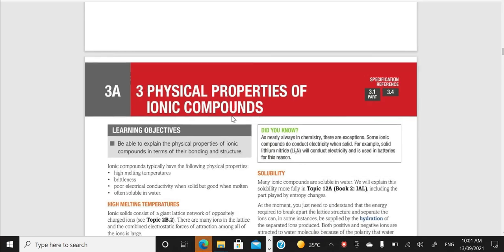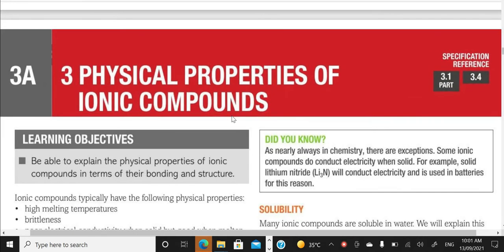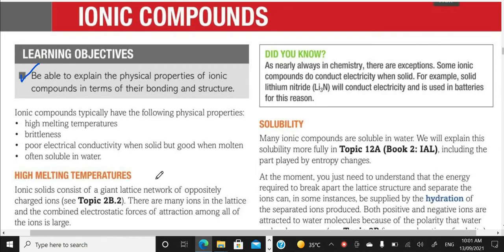Today we are going to discuss the physical properties of the ionic substances. The learning objectives are, it's very clear, to be able to explain the physical properties of ionic compounds in terms of their bonding and structure. So there are a couple of properties which are very important. We need to talk about these ones.